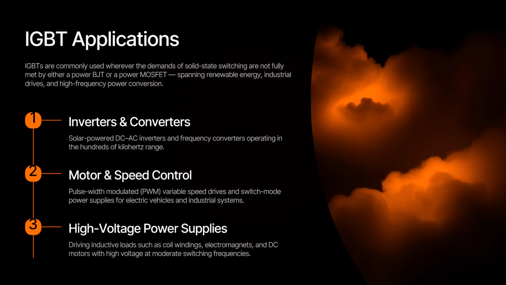IGBT applications. IGBTs are commonly used wherever the demands of solid-state switching are not fully met by either a power BJT or a power MOSFET, spanning renewable energy, industrial drives, and high-frequency power conversion. 1. Inverters and converters. Solar power DC to AC inverters and frequency converters operating in the hundreds of kilohertz range. 2. Motor and speed control. Pulse width modulated, PWM, variable speed drives and switch mode power supplies for electric vehicles and industrial systems.